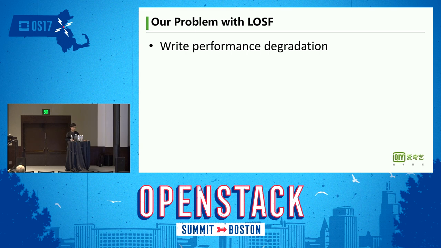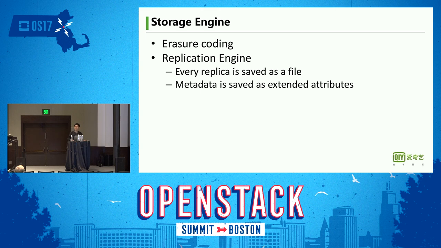But we found that the write performance degraded badly in our infrastructure. So we ran some breakdown benchmarks, and it turned out that the replication storage engine contributes most of the latency. As we know, there are currently two storage engines shipped with Swift. One is erasure coding, just as we mentioned before. It's suitable for cold data. The other is the replication engine, in which every replica is saved as a file in the POSIX file system, such as XFS. And the metadata will be saved as extended attributes.